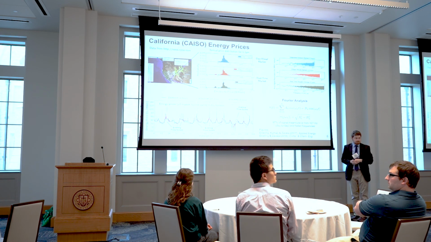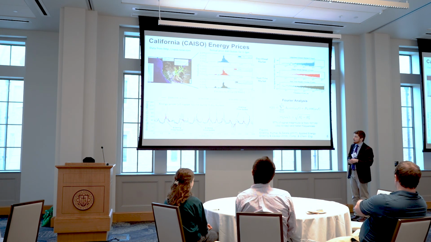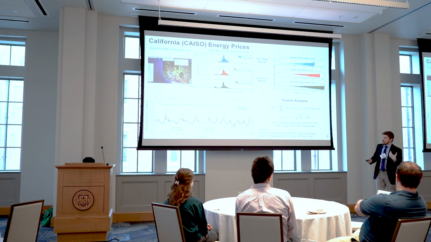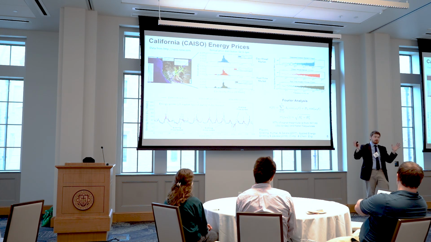Just really quick, how common are these markets across the country? The day-ahead, the real-time? California is weird and has 3 levels. Most places just have 2 levels, but they're pretty ubiquitous.